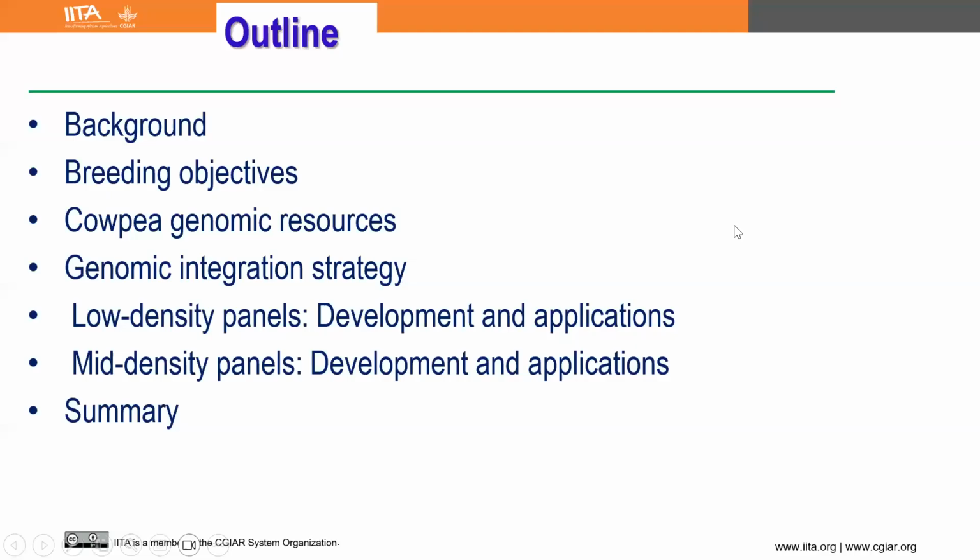First, I will give a brief background, and Dr. Tim has already shed a lot of light on Cowpea, so this will be very quick and highlight some objectives. I will give some quick outlines of the genomic resources for Cowpea and how we are incorporating this into the Cowpea breeding program. And then I will dive into what we have done with the low density marker panels and the mid density panels, and we will conclude from there.